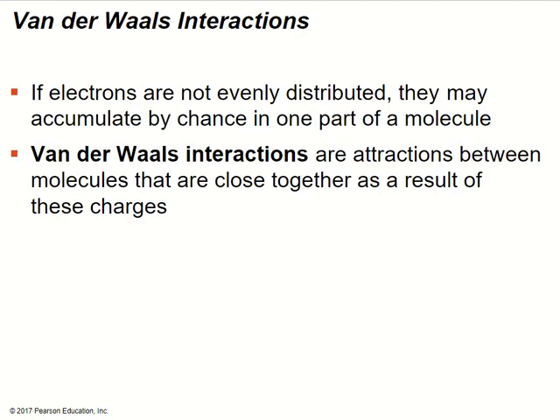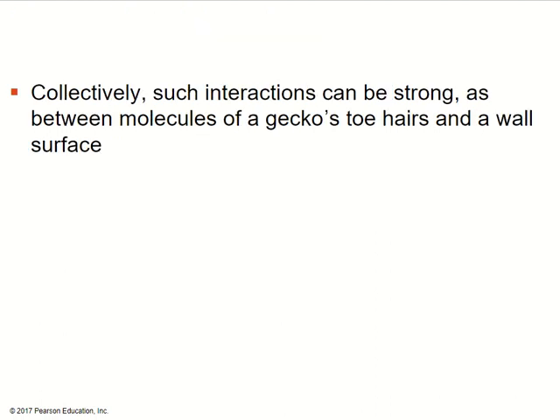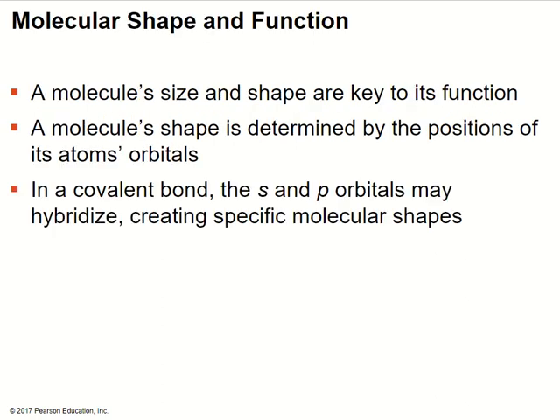There are van der Waals interactions. If electrons are not evenly distributed, they may accumulate by chance in one part of a molecule. Van der Waals interactions are interactions between molecules that are close together as a result of these charges. Collectively, such interactions can be strong, as between molecules of a gecko's toe hairs and a wall surface.